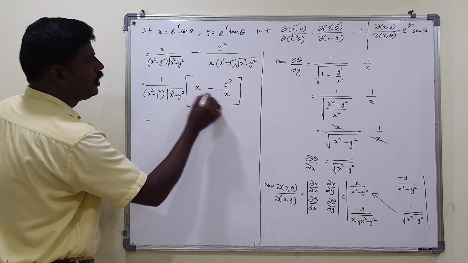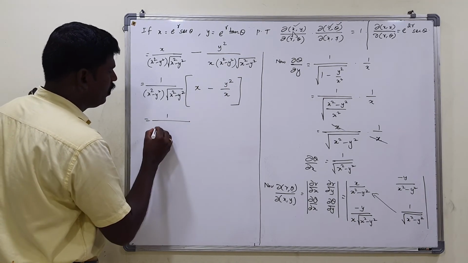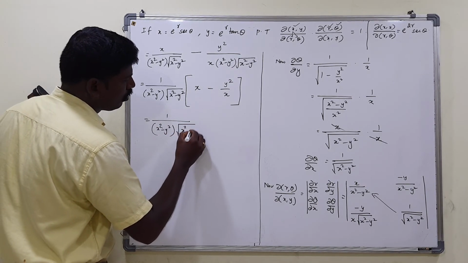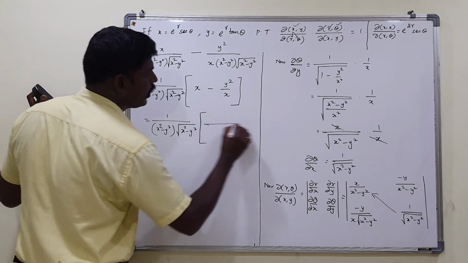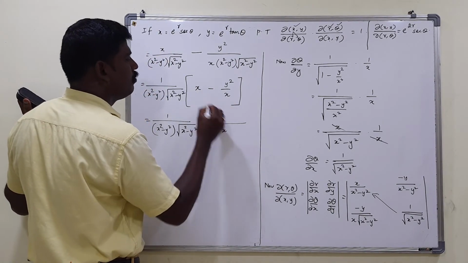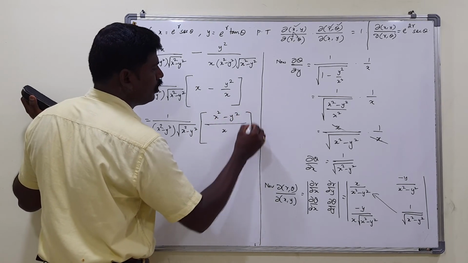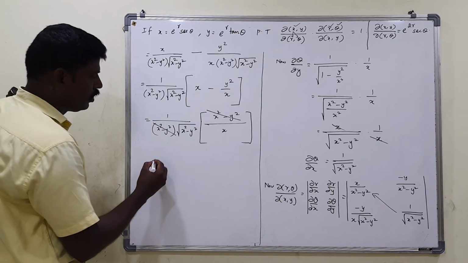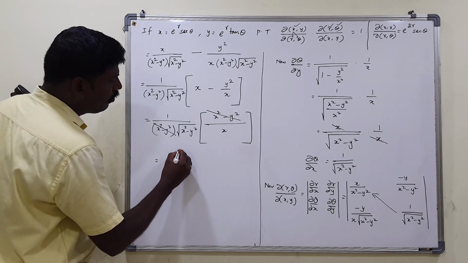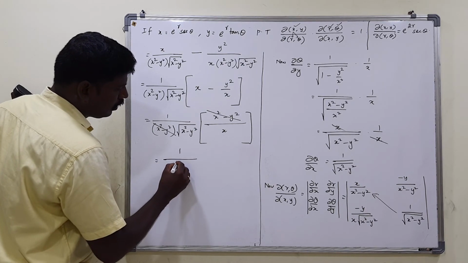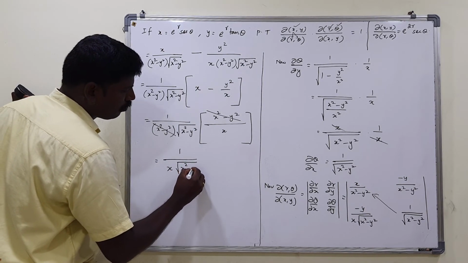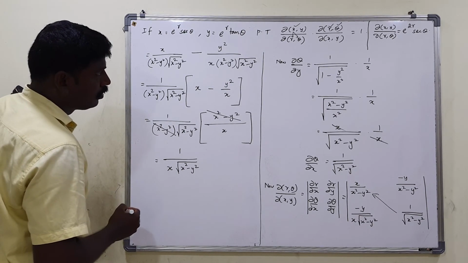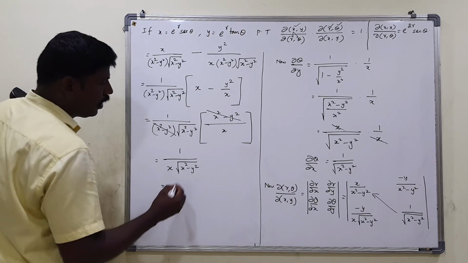So now take the LCM inside the bracket. So 1 by x square minus y square into root of x square minus y square into, taking LCM inside the denominator, it becomes x square minus y square, isn't it? We can cancel this x square minus y square with this x square minus y square, right? So what will you get? 1 by x into root of x square minus y square, isn't it? Right?